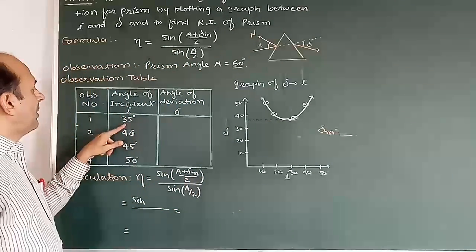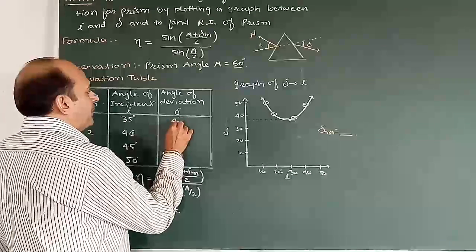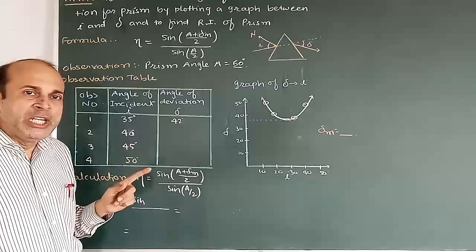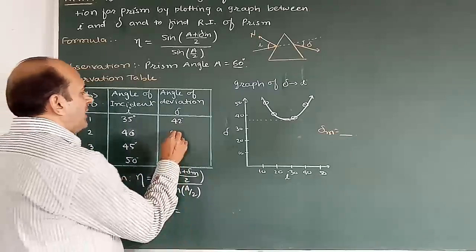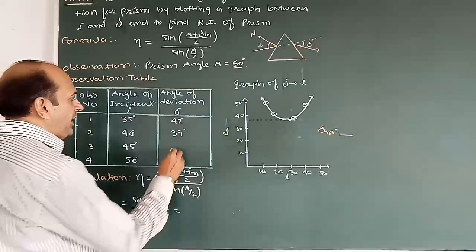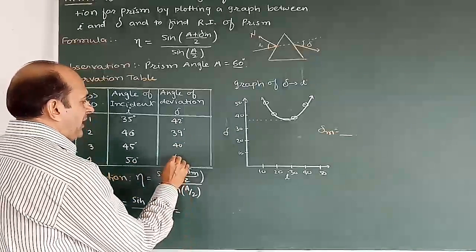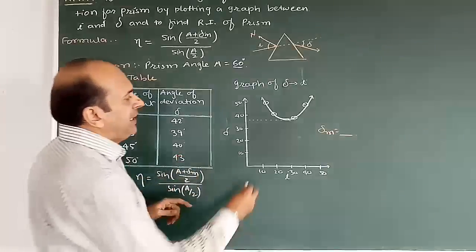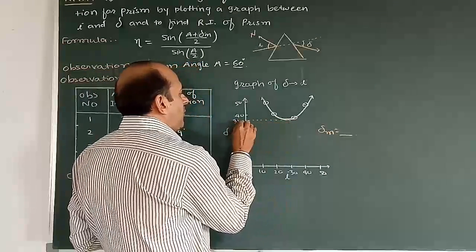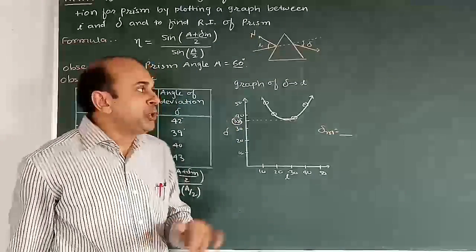When I is equal to 35, the deviation angle was 42 degrees. When I was 40 degrees, the deviation was 39 degrees. For 45, it was 40, and for 50 degrees, it was 43 degrees. That means the graph turns at this point. It was 38, the minimum deviation angle. Let me substitute in the formula.